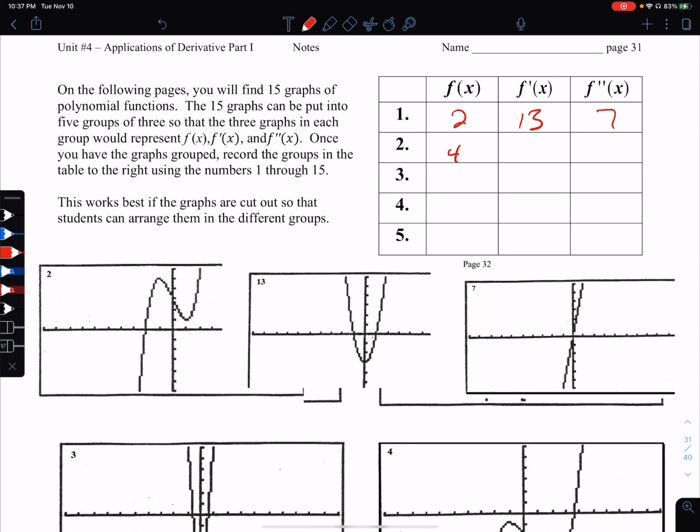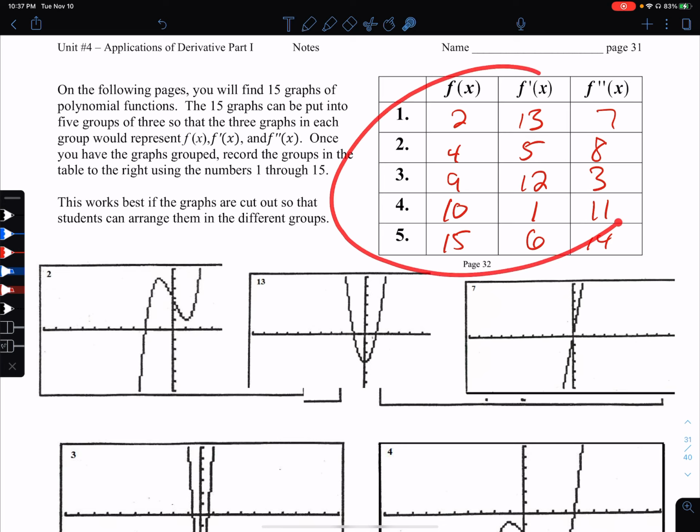Another combination is 4, 5, and 8. Another combination is 9, 12, and 3. Another combination is 10, 1, and 11. Another combination is 15, 6, and 14. To do this would probably take 20 minutes in a group. By yourself, it might take 30.